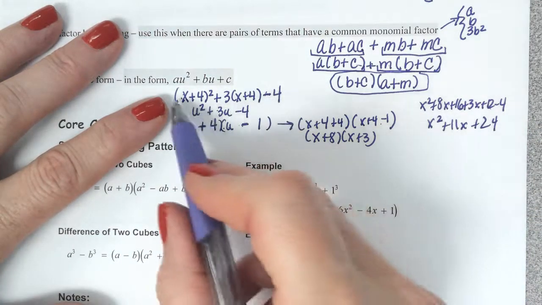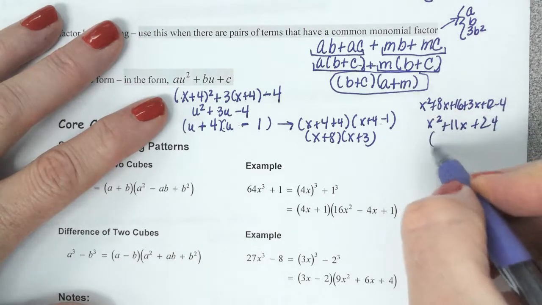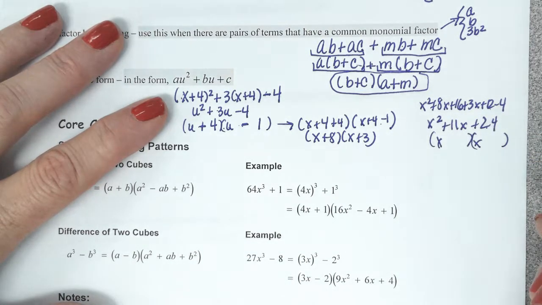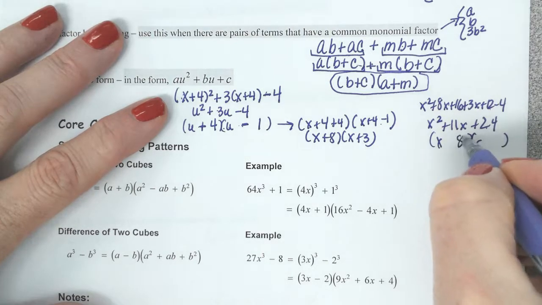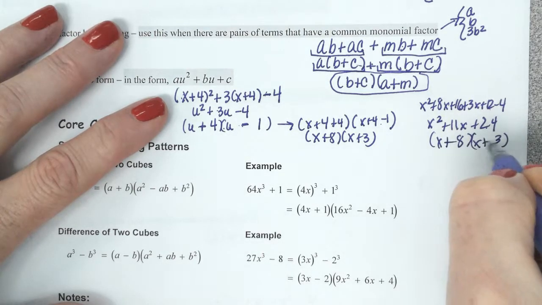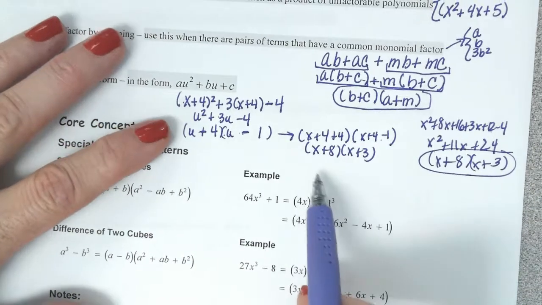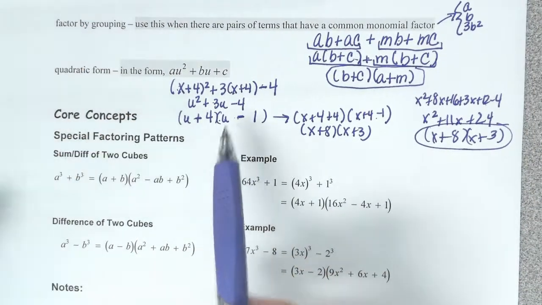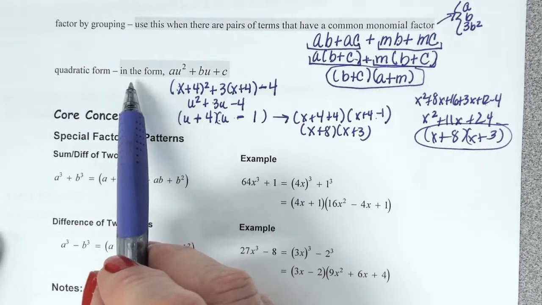So I could have multiplied this whole thing out, and then how does this factor? What are numbers that multiply to be 24 and add to be 11? 8 and 3, right? See how I'd get the same answer? But maybe it was a little bit easier this way, right? Thinking of it as u's. So that's another thing we can do.